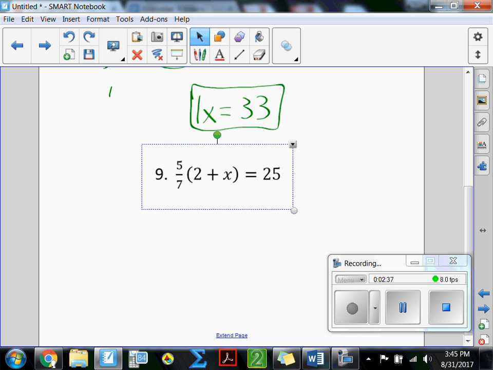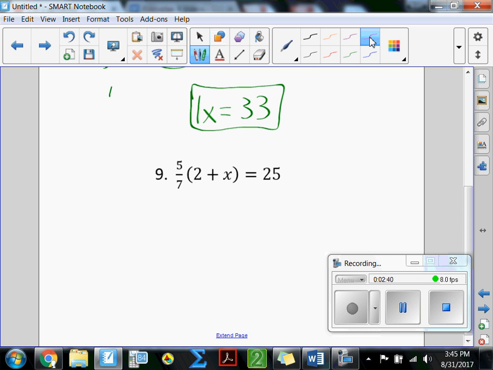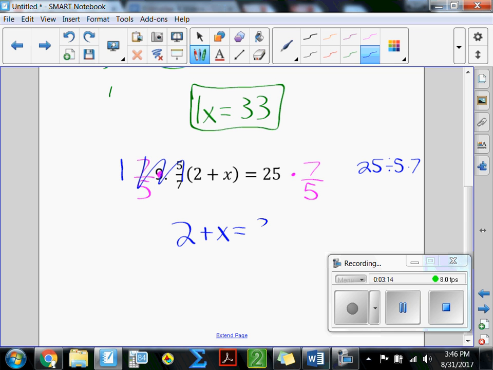If you want to deal with the fraction first, you can do that reciprocal step first. Multiply by 7 over 5 right away. This will eliminate your fraction from the beginning of the problem. Turns that into a 1. 1 times 2 plus x is 2 plus x. 25 times 7/5. Again, I can do 25 times 7 and then divide by 5. I can also do 25 divided by 5 and then times 7. Either way, I'm going to get 35 for my answer. If I subtract 2, then I'm finished.